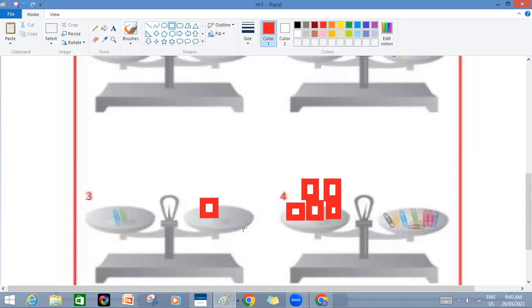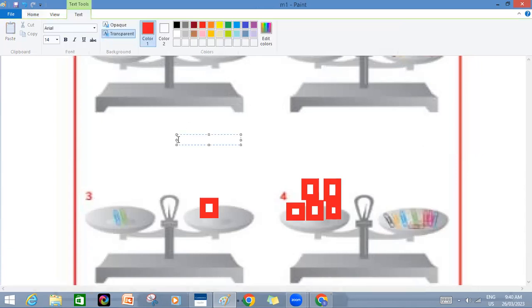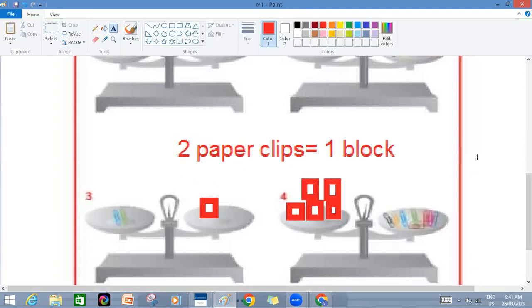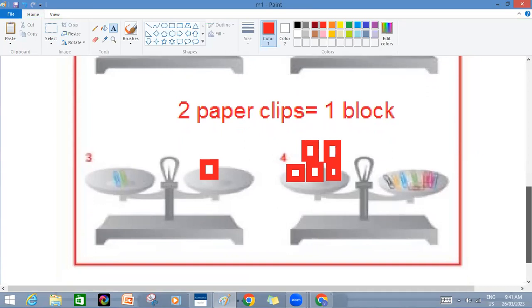This means that one block is equal to 2 paper clips. Write it here also. 2 paper clips equal 1 block. Okay, so what we did in this question, we balanced the scale.